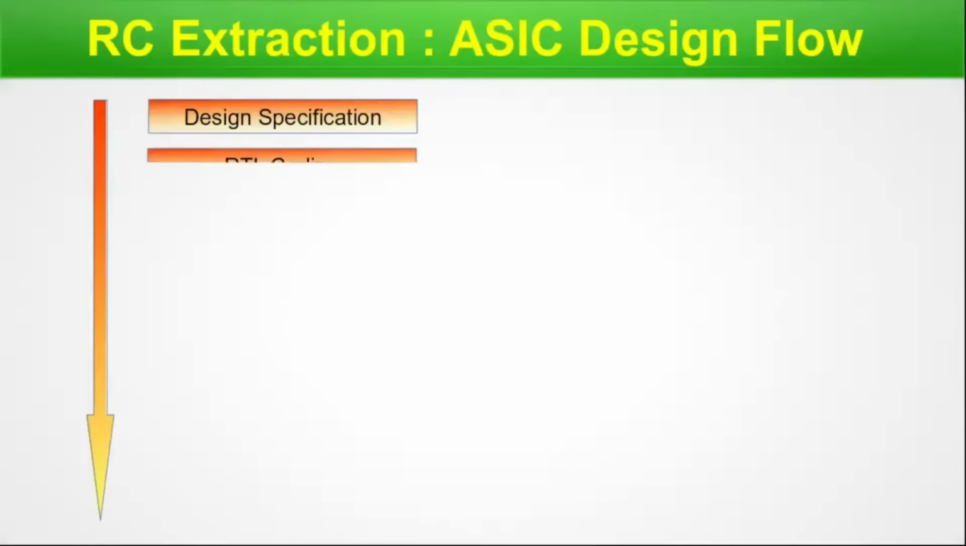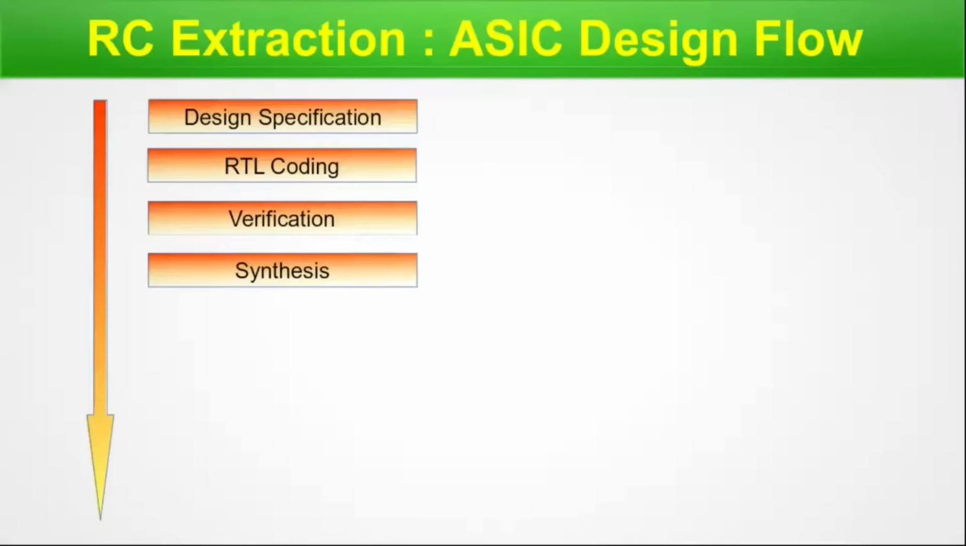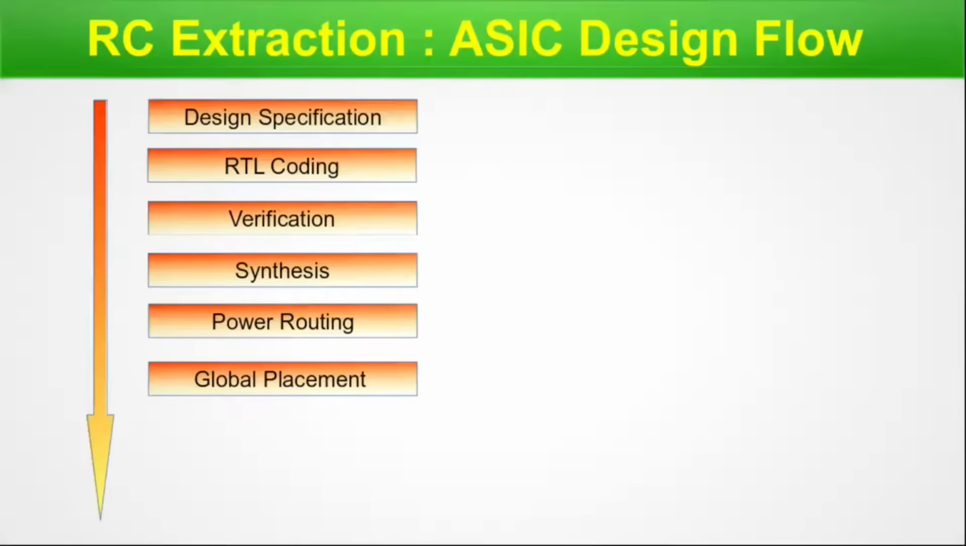Next, we do the RTL coding based on the design specification that we received in the previous stage. Next, once the RTL coding is done, we do the verification of the functionality of the RTL code. Next, we do the synthesis for the finalized RTL code. Next, we do the power routing. Then we do the global placement. One thing to mention here, that after synthesis, we are entering into the backend, and before the power routing, all the stages are in the front end.